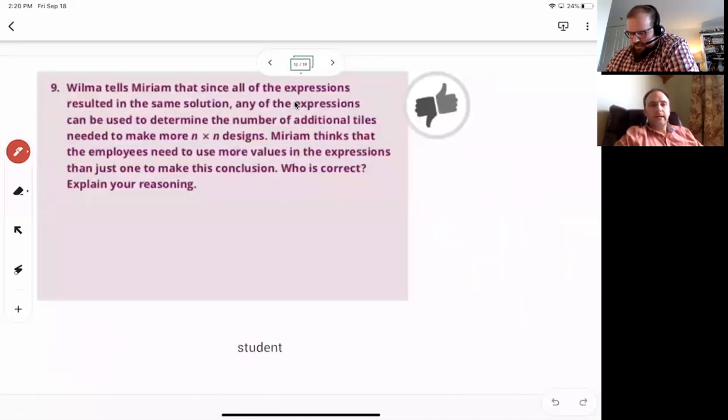All right, so now we have Wilma tells Miriam that since all of the expressions result in the same solution, any could be used. Miriam thinks that the employees need to use more values in the expressions than just one to make this conclusion. Who is correct? Wait, this is their job. I read it for them now. That's very nice of you.